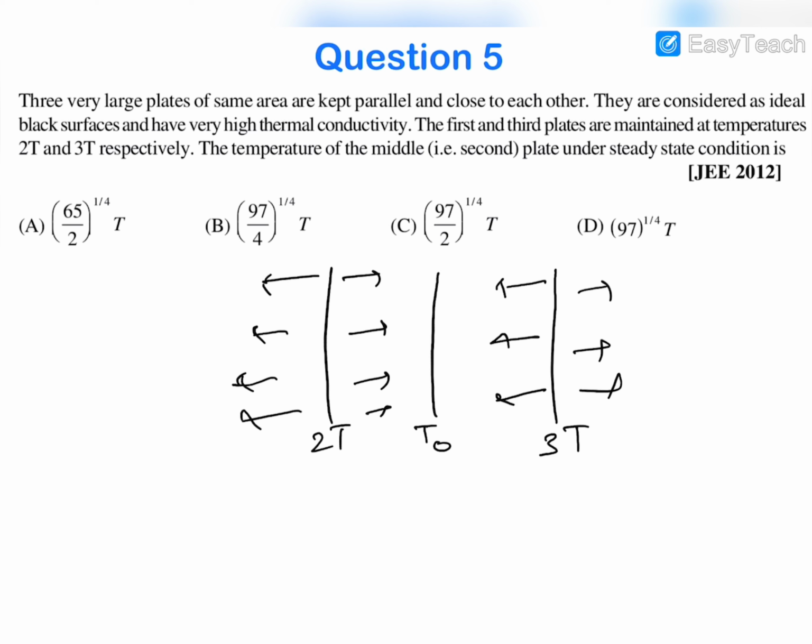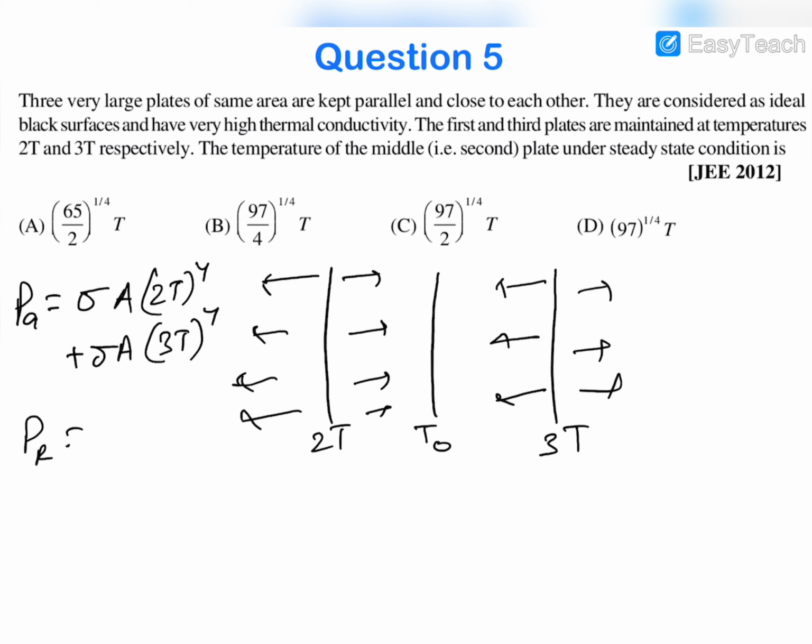So if the surface area of these three plates is the same, then we can say that in the steady state the power absorbed by the middle plate will be from these two plates, and it would be sigma into E is 1, A is area of plate, and this is 2T to the power 4 plus sigma A into 3T to the power 4, and power radiated will be equal to sigma into 2A. This is due to the fact that this plate would be radiating in both directions obviously, and these two plates will be absorbing these two radiations.